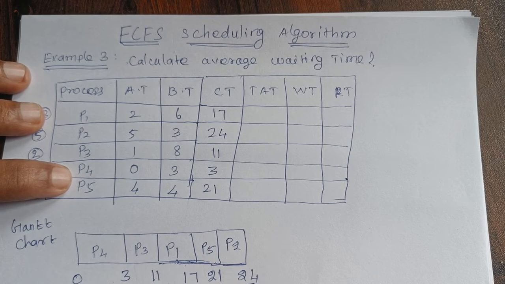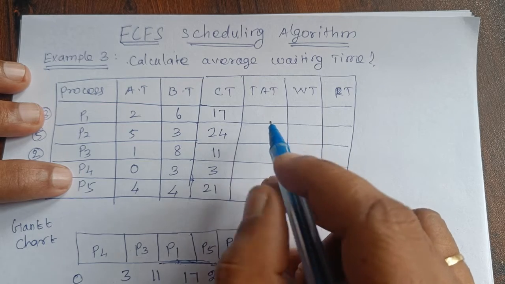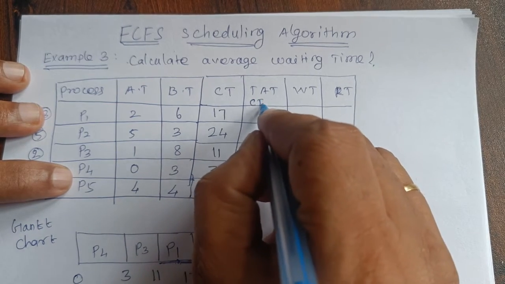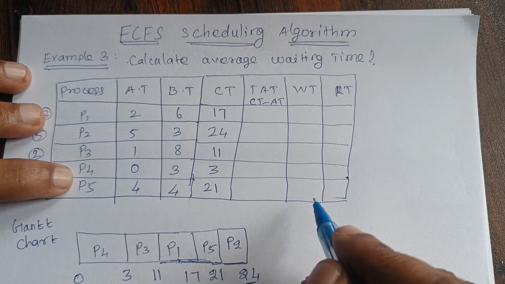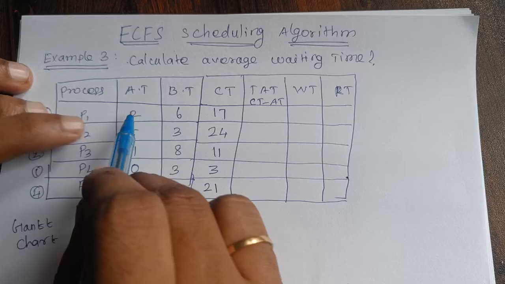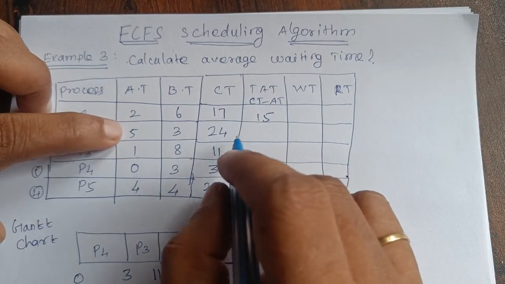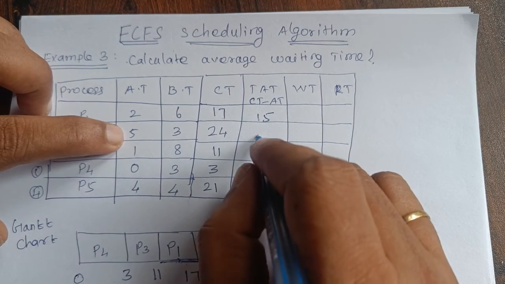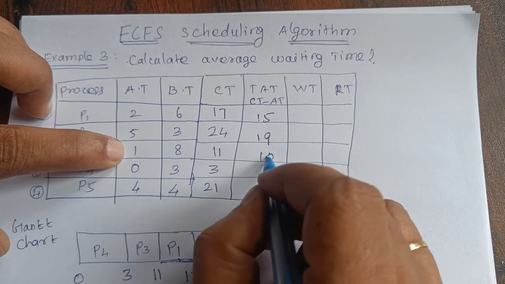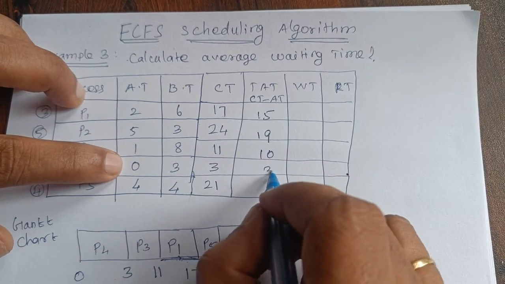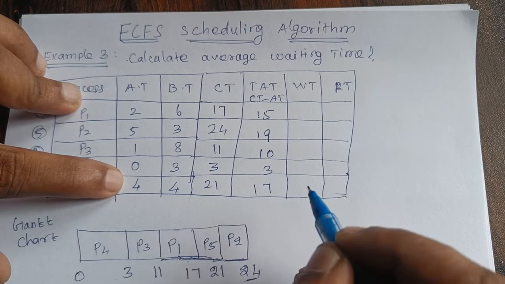Fine. So now we have to calculate the turnaround time. Turnaround time means completion time minus arrival time. So for P1, 17 minus 2 is 15. Then 24 minus 5 is 19. Then 11 minus 1 is 10. Then 3 minus 0 is 3. Then 21 minus 4 is 17.